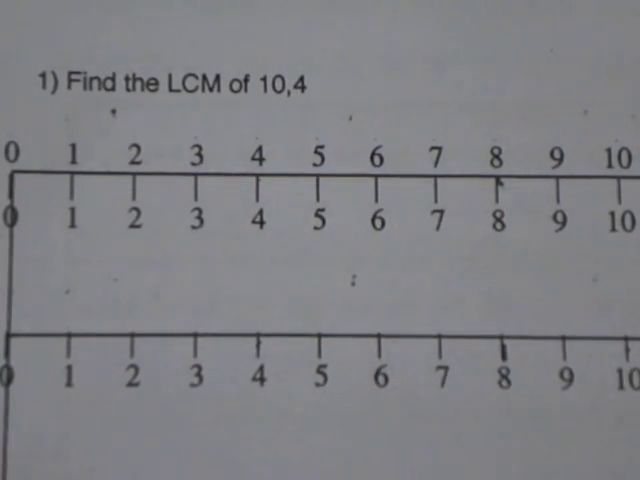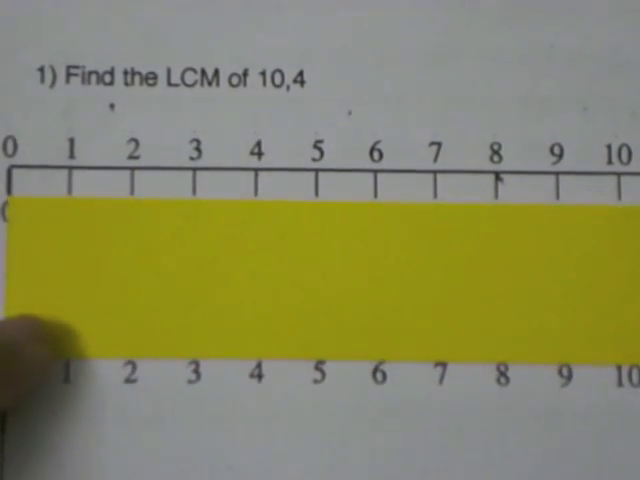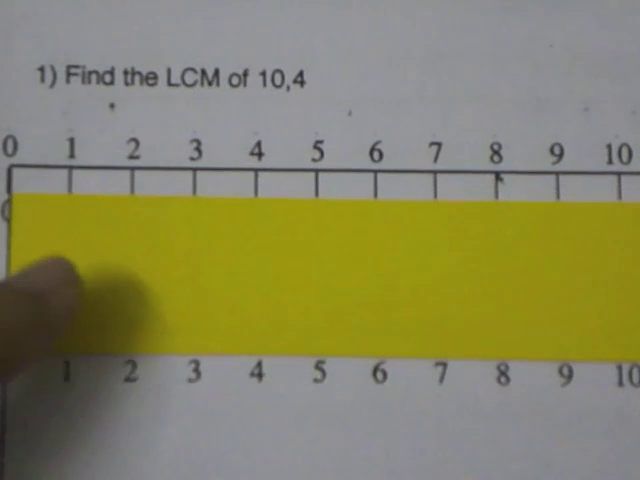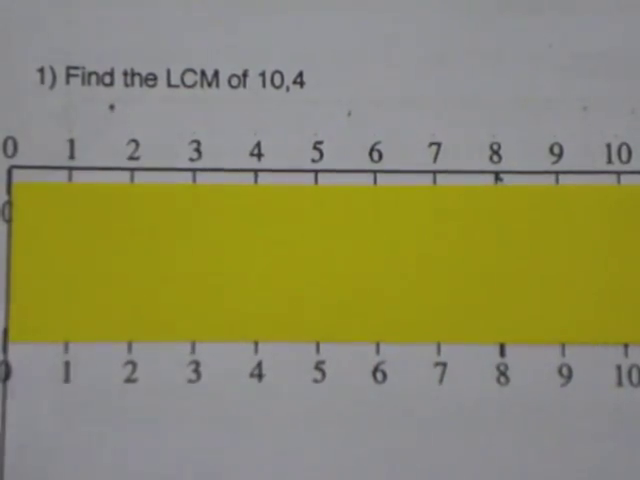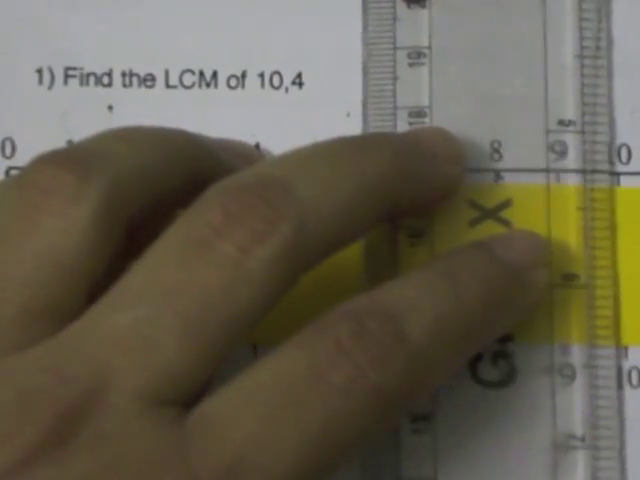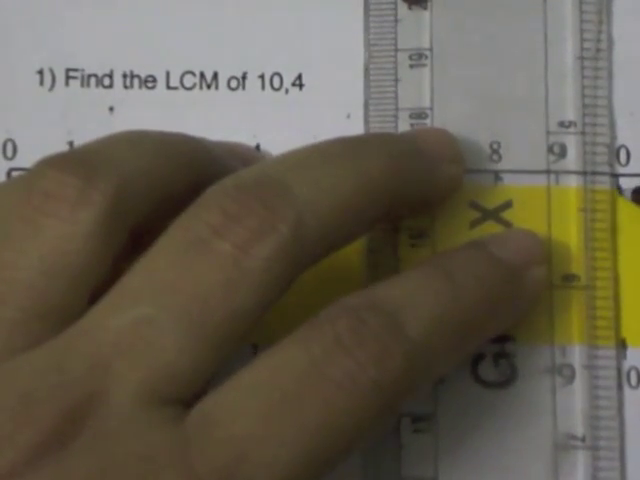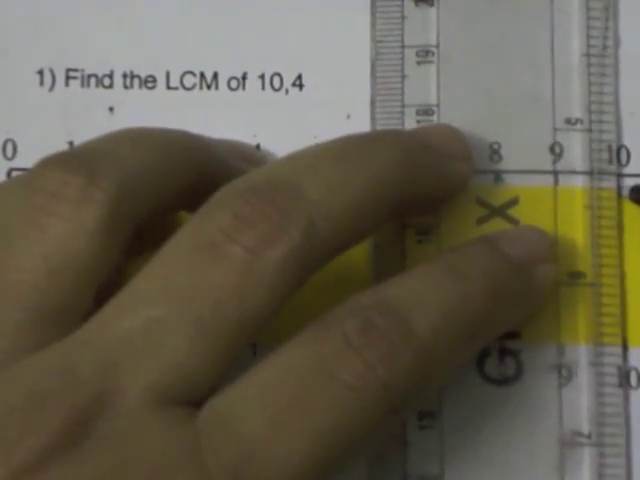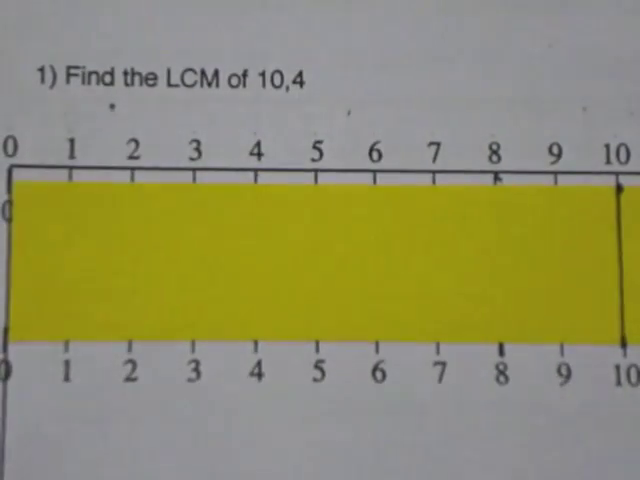For making pieces of 10, take the yellow strip. Make sure that you align the left edge of the strip with this line and then mark out 10 both on the top as well as the bottom and draw a line. Now you have one piece of 10. Continue this way till you have made as many pieces of 10 as possible from the strip.